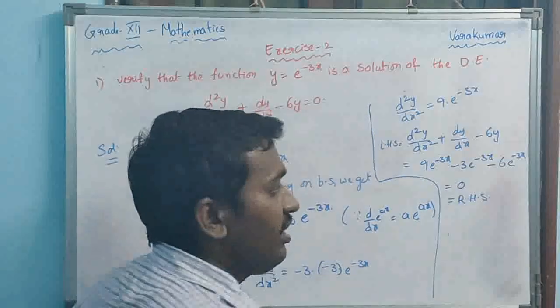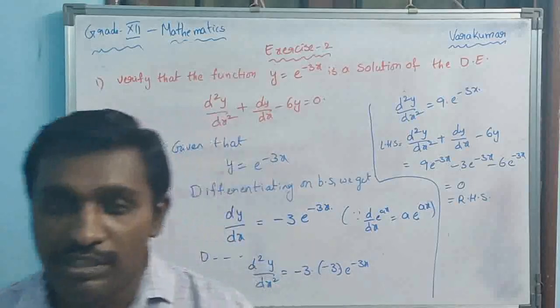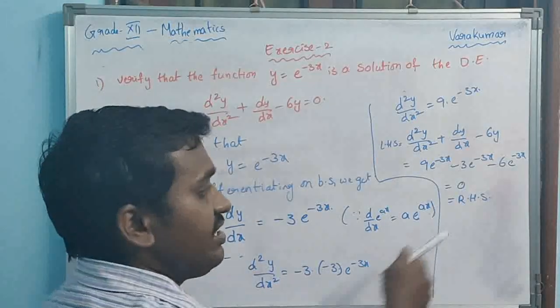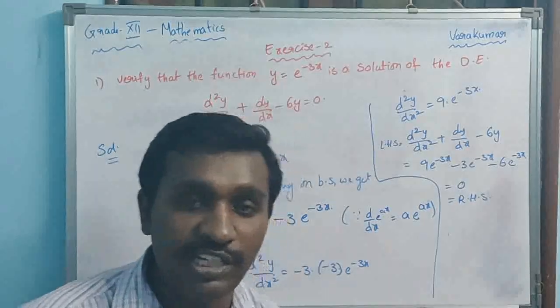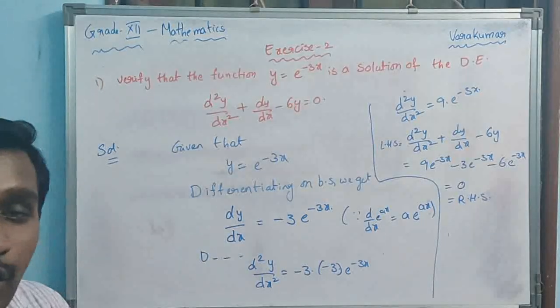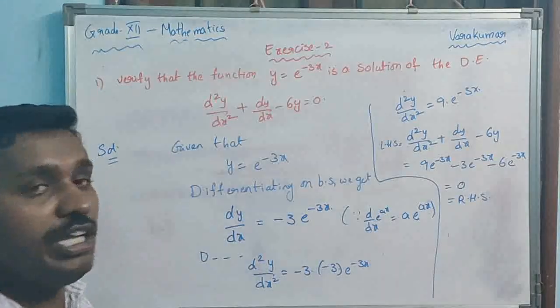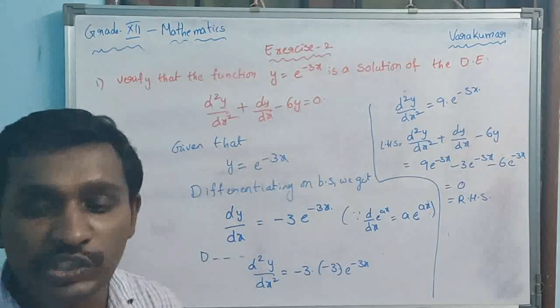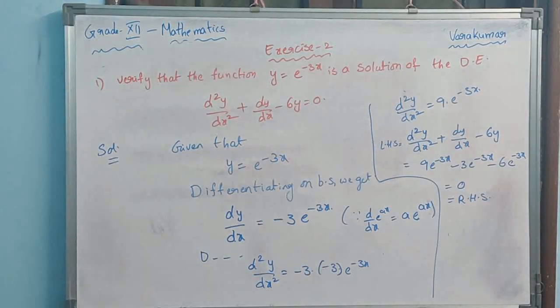See, what we got, from LHS to RHS, actually it is 0. LHS equals RHS, we got it now. So then what we can conclude is that the given function y is equal to e power minus 3x is the solution of the given differential equation. Okay, let us see one more problem.